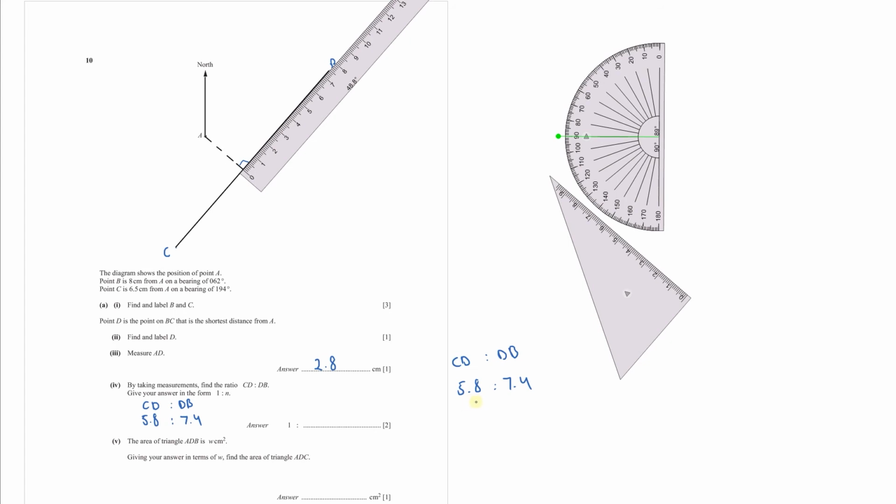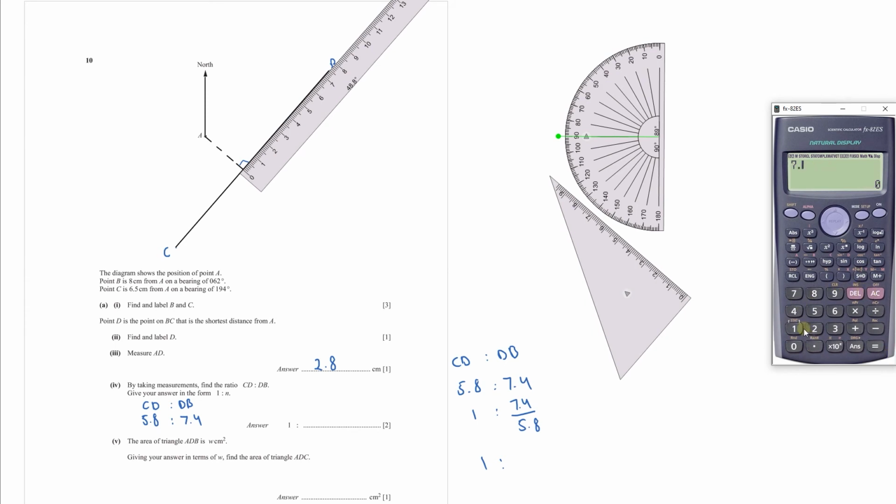So for 1:n, I will divide by 5.8 on both sides of the ratio. So 5.8 divided by 5.8 will be 1. And here I will get 7.4 divided by 5.8. So let's calculate 7.4 divided by 5.8. So this is 1.2758. You have to give the answer up to three significant figures. So this will be 1.28. So 1:1.28.